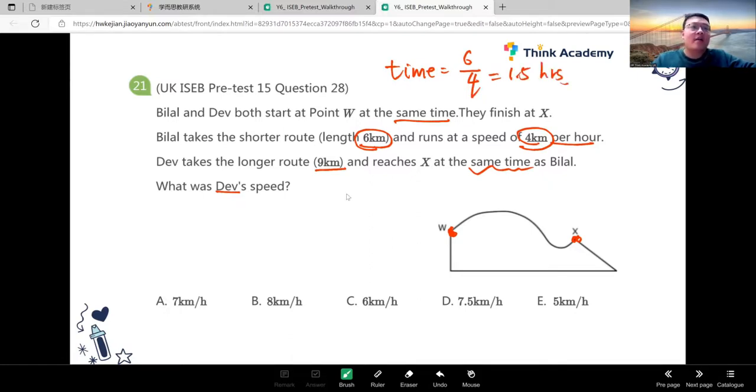And you know the time for Def will be exactly the same because they said they arrive at the same time. So what is the speed of that? You use this distance divided by the 1.5 hours. It's going to be 9 divided by 1.5, and you got 6. And that will be the speed of Def. So you choose C, 6 kilometers per hour.